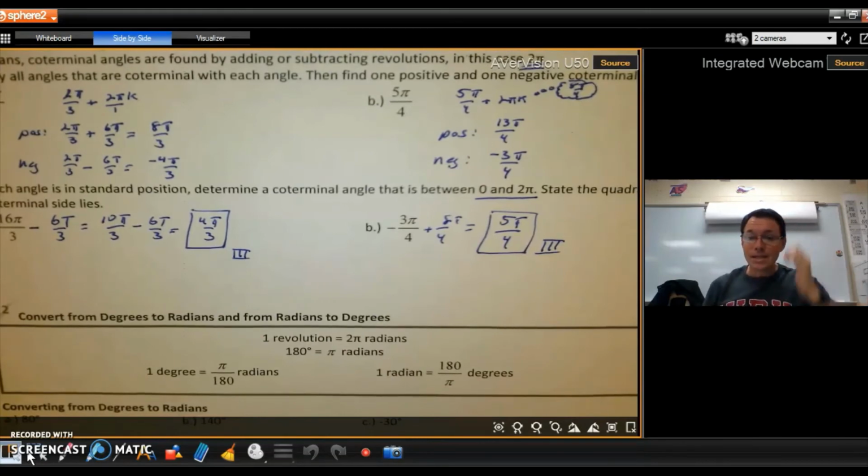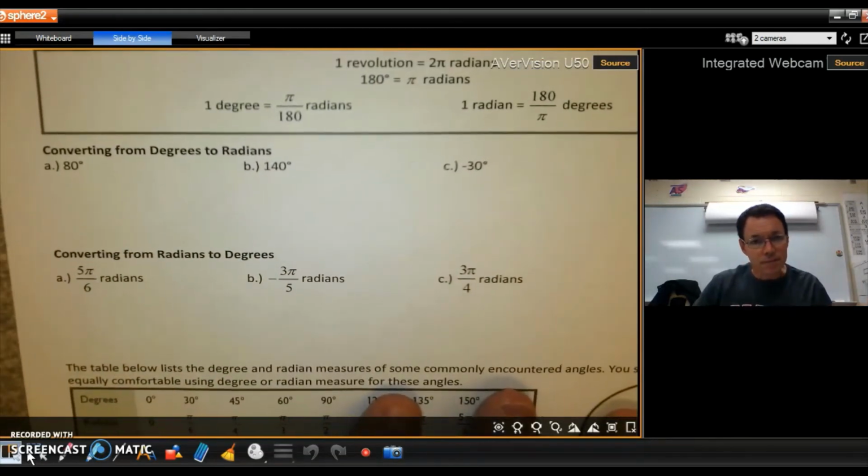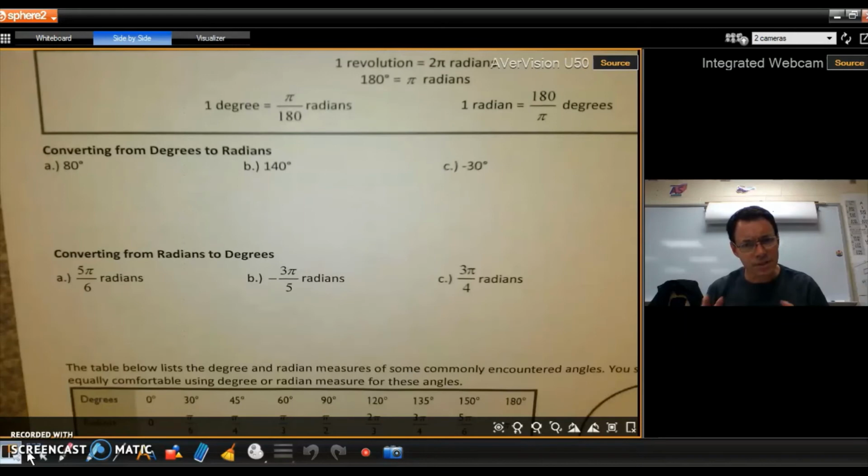Last thing we're going to do is I'm just going to show you how to convert. If you're given degrees and you need radians, or you're given radians and you need degrees, all you have to do is convert. I'm going to show you how to do something kind of like what you did if you've taken a chemistry class, where it's called stoichiometry. I think that's the fancy chemistry name for converting.